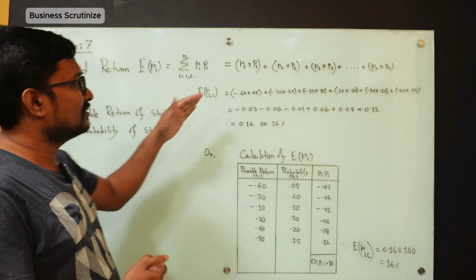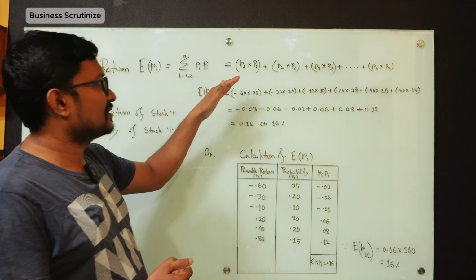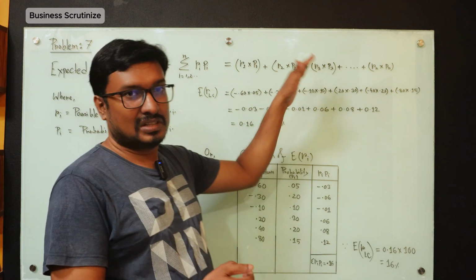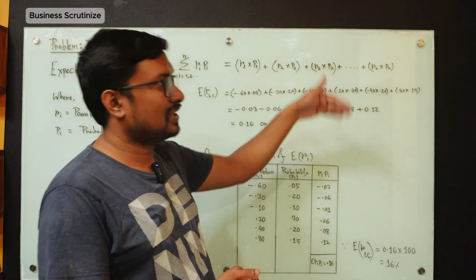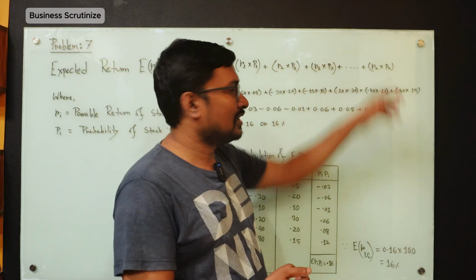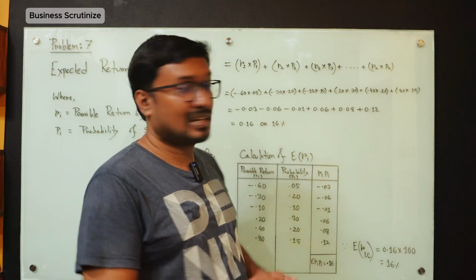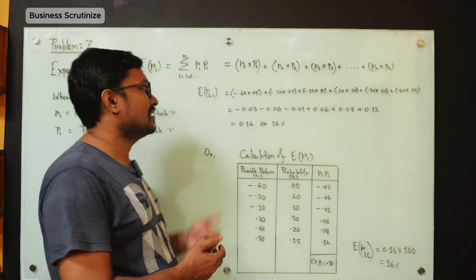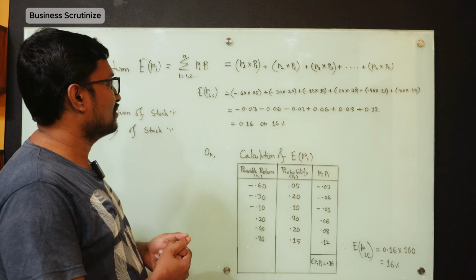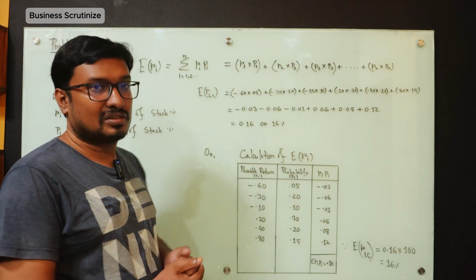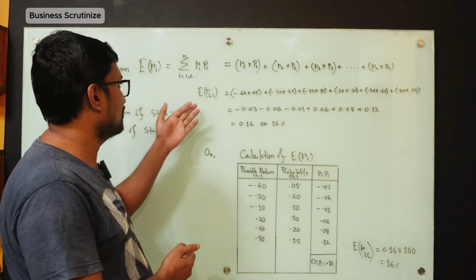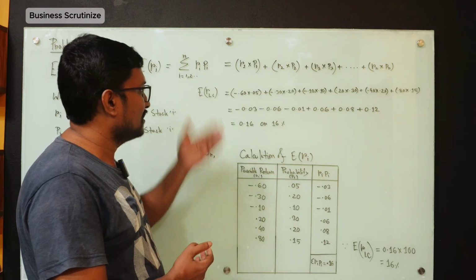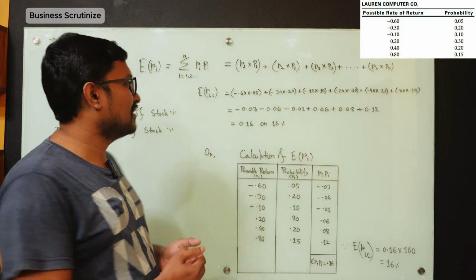So the extended formula is R1 into P1, R2 P2, R3 P3 and R4 P4, in this way to the nth period, Rn Pn, the last return and last probability, that we have to multiply, then we can sum to get the expected return. So here for Laurent computer, the expected return of Laurent computer, we have the given possible returns and their related probabilities.